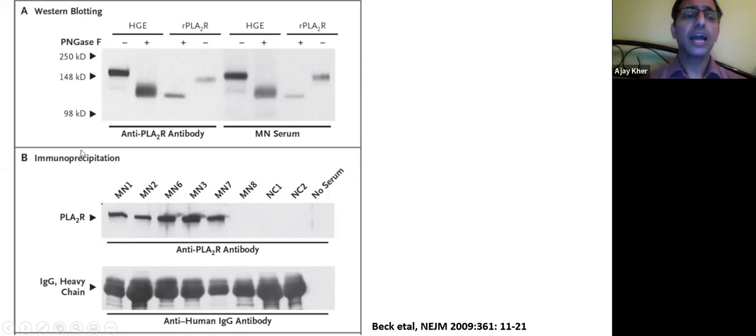And then this is where the immunoprecipitation is that we talked about earlier, where you do microdissection, you precipitate it out, and then look at it with the antibodies. And again, you have the IgG heavy chain as control at the bottom. There is one membranous patient that didn't have the antibody, that is here on the blot. And then you have the normal controls. And then they have a no-serum control as well to show that the IgG antibodies are absent in that immunoprecipitation because they didn't have any serum in it. So those are their controls.